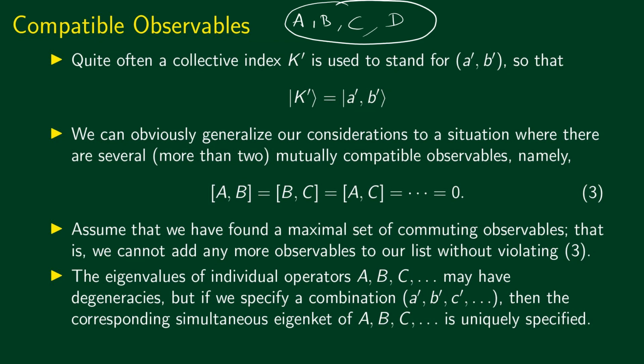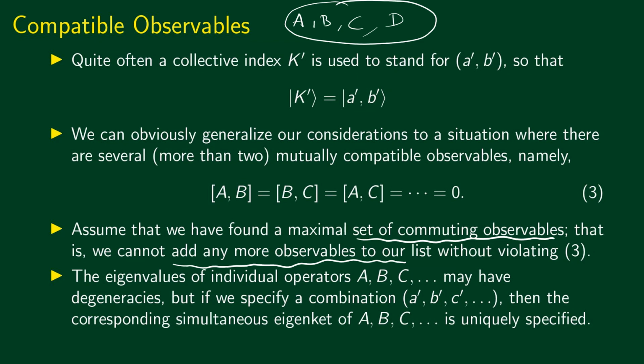So assume that we have found a maximal set of commuting observables. That is, we cannot add any more observables to our list without violating these commutation relations. We are allowed to add operators to this set provided they commute with every observable in the set, and if we are not able to add any more, then we have a maximal set of commuting observables.